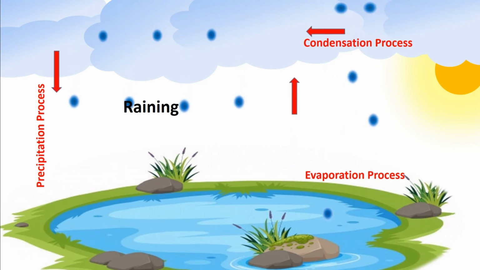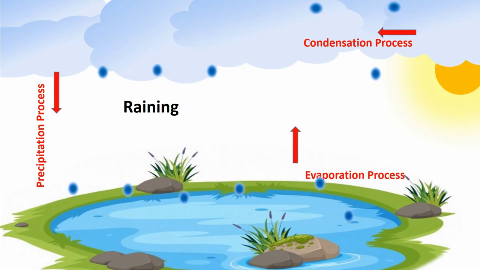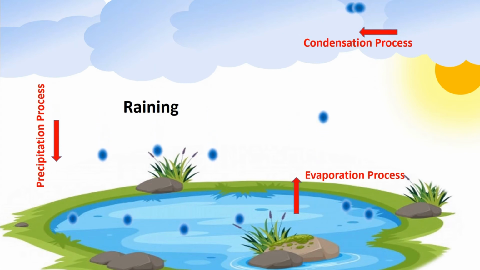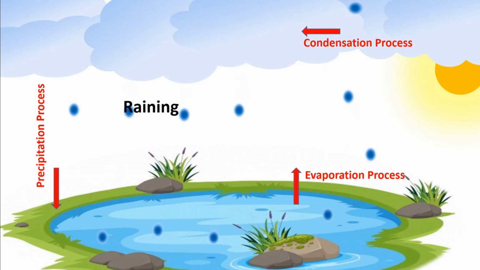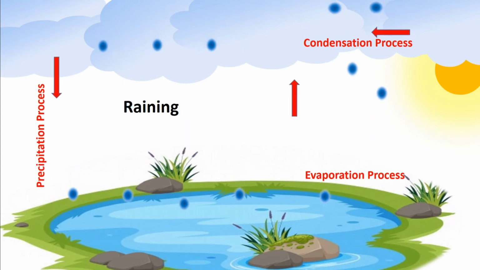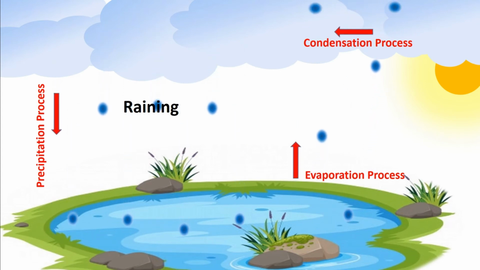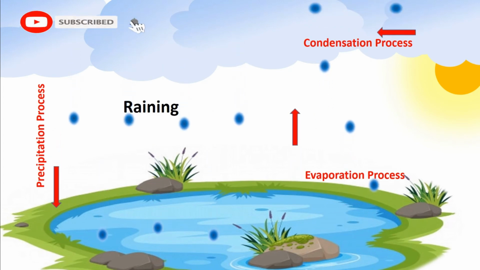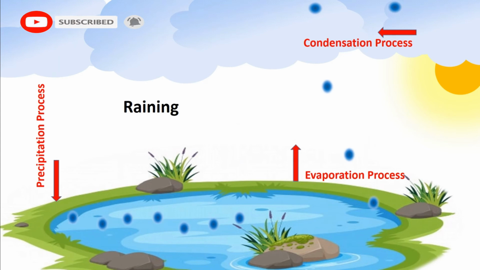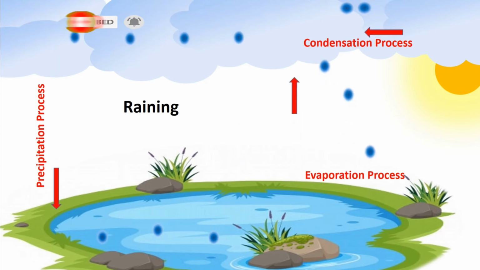Anyhow, the precipitation process starts when the clouds become heavier and sufficient water droplets are gathered in the sky. And this entire process is quite visible in the animation that is present on your screen. And you can clearly see that all processes are happening at the same time.